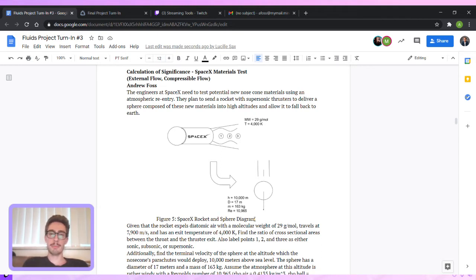Basically, the engineers at SpaceX are testing new nose cone materials on this sphere right here. They send a supersonic rocket up into space and drop this ball from there. So there's, again, two parts to this problem, the external flow part and the compressible flow part. The compressible flow part deals with this rocket thruster right here, and the external flow part deals with the terminal velocity of this falling ball.